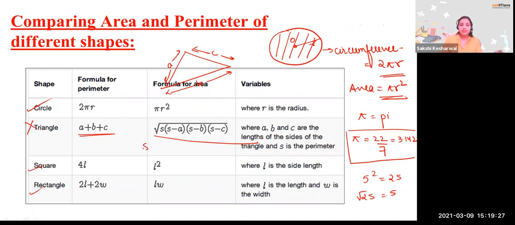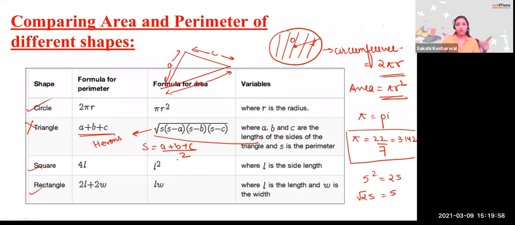So just see this, what is S? S is basically A plus B plus C by 2. This is what you have to find, and then you substitute the value inside it. I'll teach you this stuff in class 7 for sure. I taught this in class 7, so I know this very well. But this is a part of Heron's formula, which you will be learning in your NCERT in class 9. So that is the difference which you see over here.